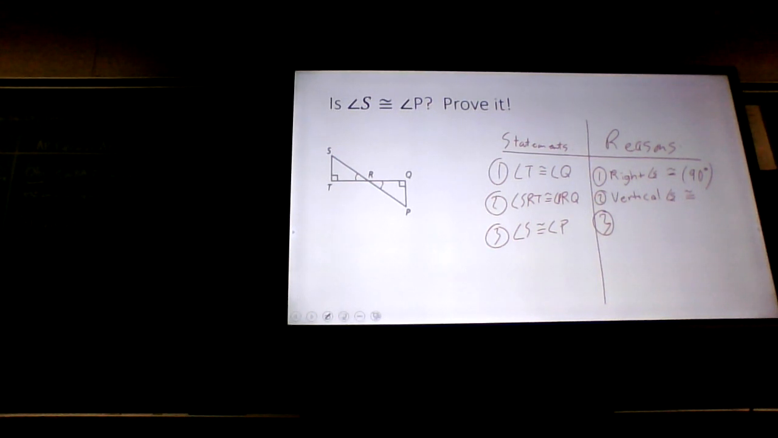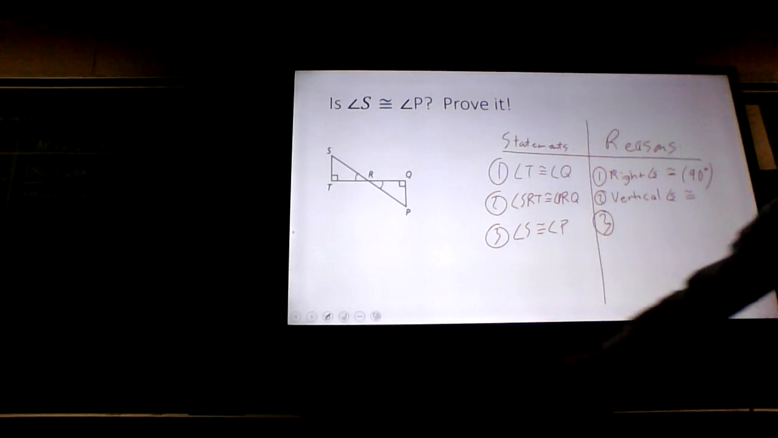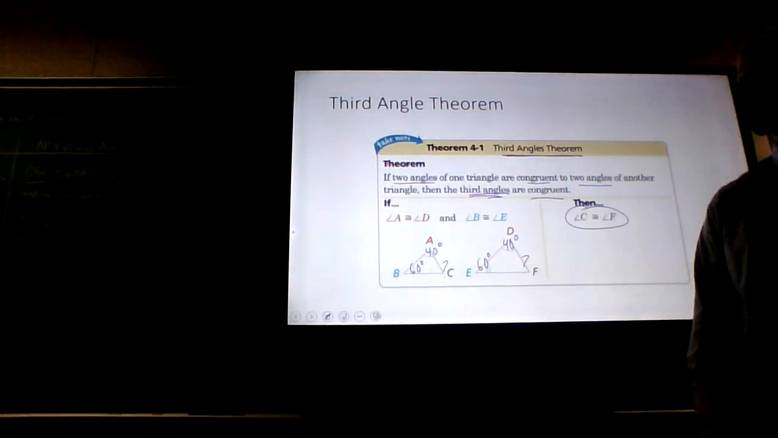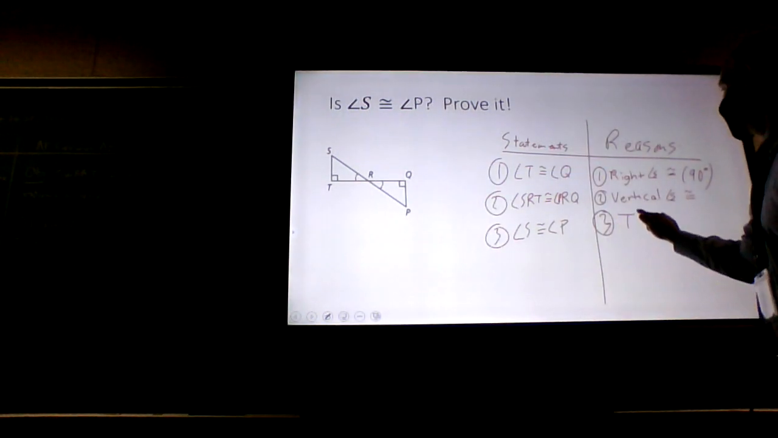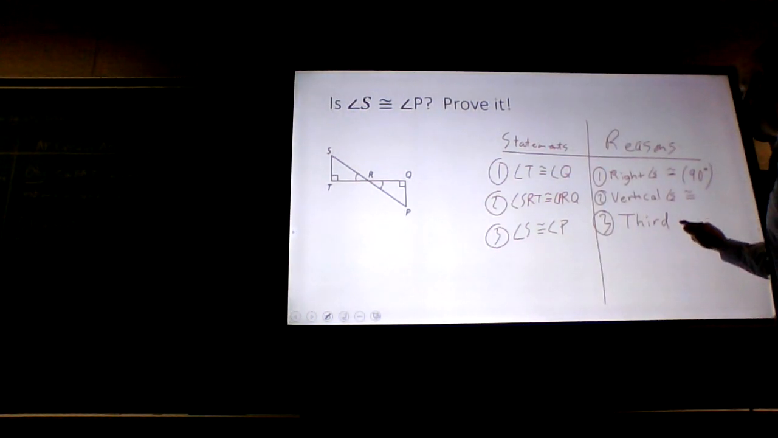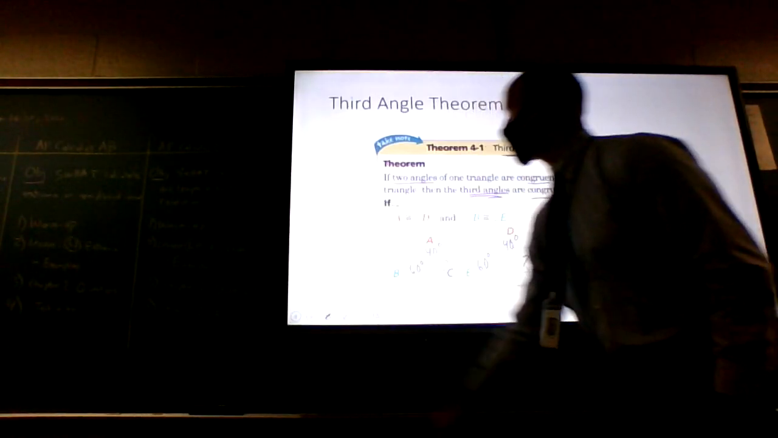So why is angle S congruent to angle P then? Why is angle S congruent to angle P? By the third angles theorem. And the third angles theorem again states the following.